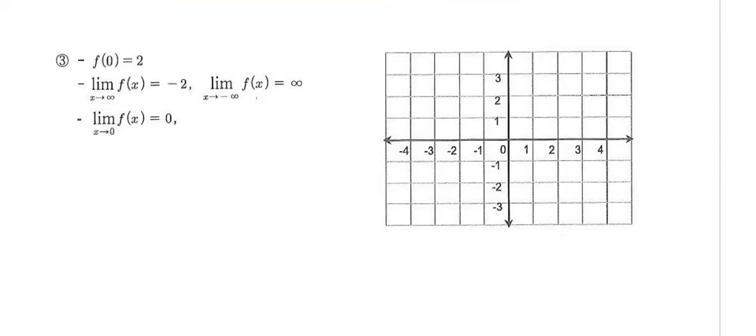All right, so question number 3. For question number 3, I have another coordinate right here, so that is the point (0, 2). So let's put a solid dot right there. Okay, so now I have, when x goes to infinity, it's approaching a height of negative 2, so that is a horizontal asymptote. So let's go ahead and draw a horizontal line right here.